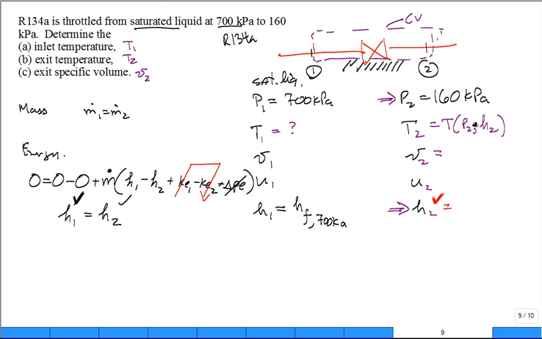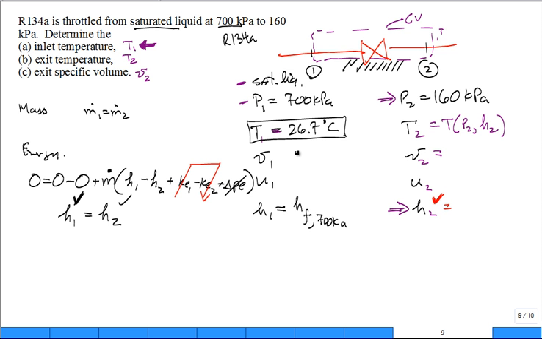So let's put some numbers to this just to help flesh it out. If it's saturated liquid coming in at that pressure, I could have answered this question right away. T1. I didn't answer it. What is T1? It's T_sat at the pressure P1, and so we find that this T1 is 26.7 degrees C. Boom, done with that.